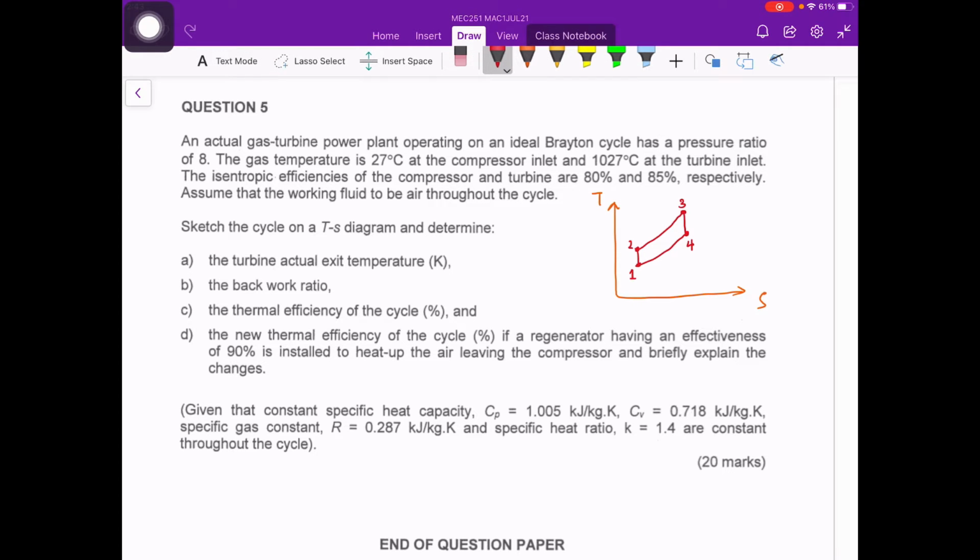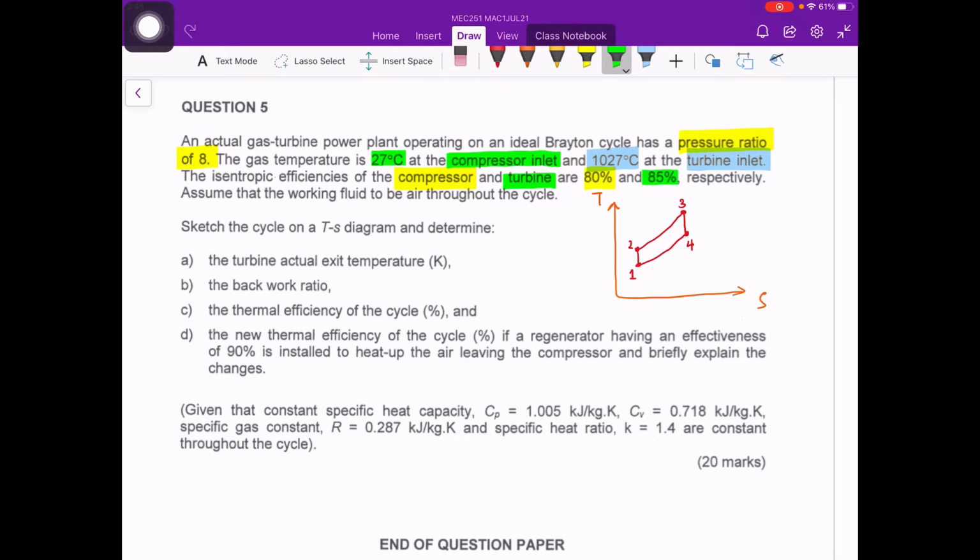If we draw the TS diagram for this ideal Brayton cycle, it should look like this, and we take state 1 as the state entering the compressor. Next, I would suggest for you to extract the information given by this question.